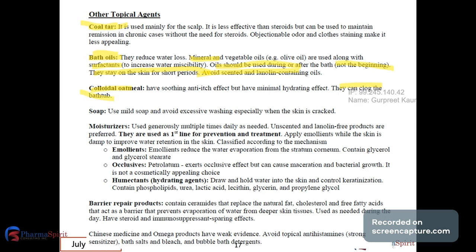Soap, we advise the patient to use mild soap and to avoid excessive washing, especially when the skin is cracked, because excessive hand washing or excessive washing of the area can increase the dryness.